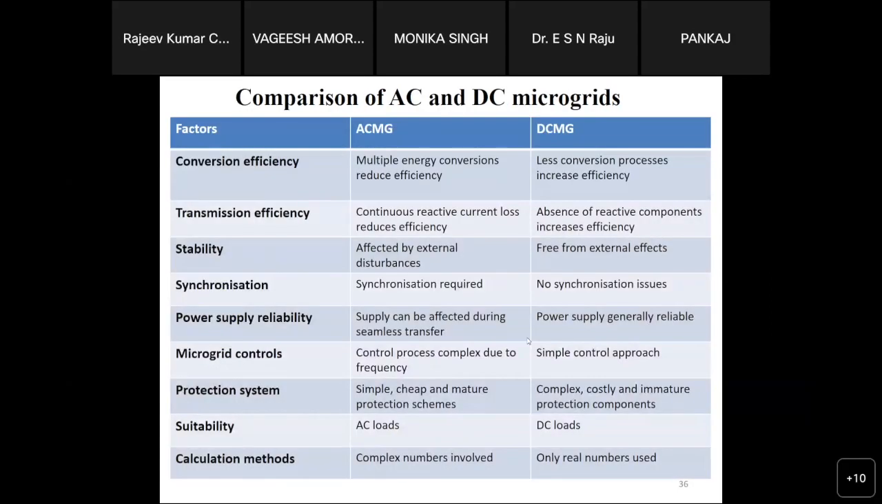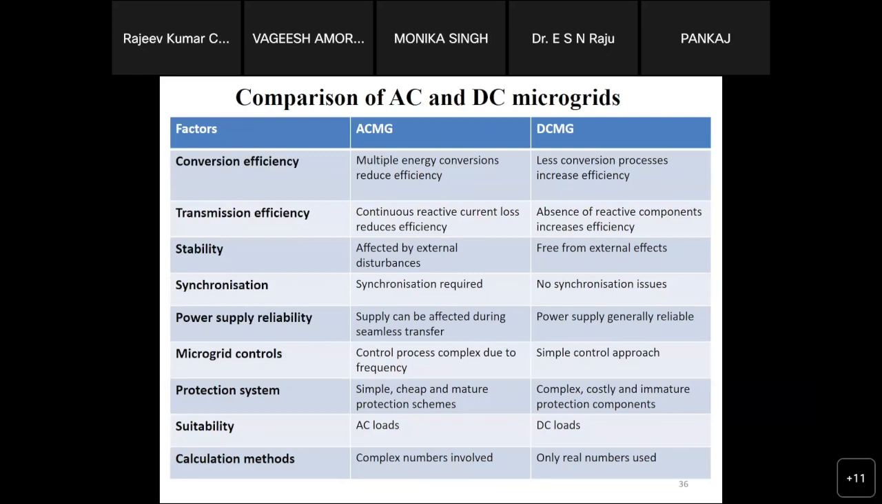Here I am giving the comparison between the AC and DC microgrid. If you see the conversion efficiency, the ACMG involves multiple energy conversions, as I mentioned in the earlier figure, and that mainly causes the reduction in efficiency. The ACMG involves more AC-DC converters, while the DCMG involves more DC-DC converters, so you will have fewer conversion processes and can increase the efficiency. When we see the transmission efficiency, in the AC microgrid you have a continuous reactive current loss, which causes a reduction in efficiency. In the DC microgrid there is no reactive component, so we can increase the efficiency.